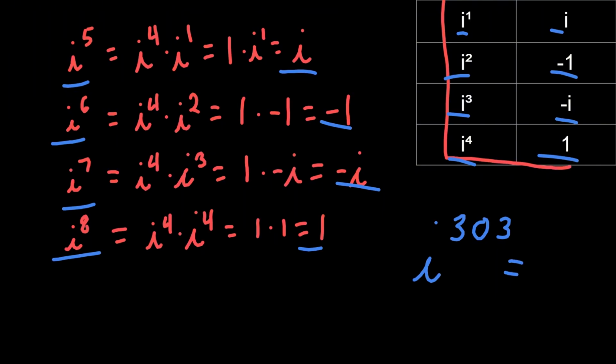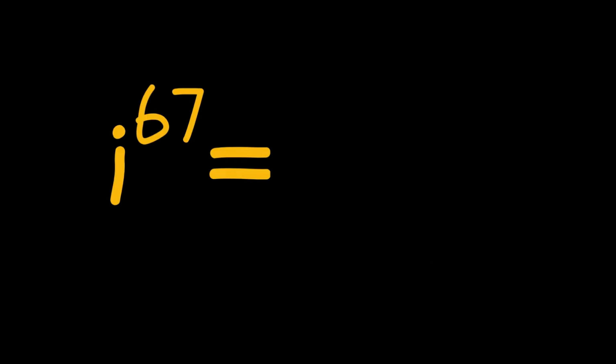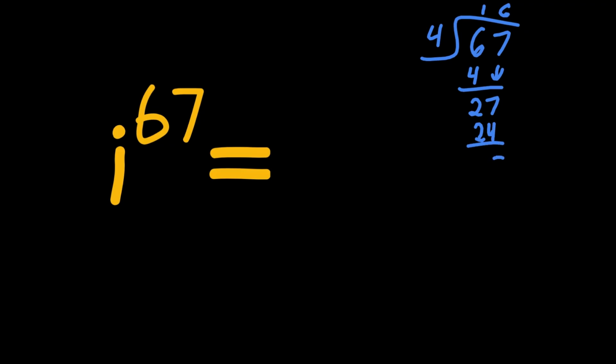is actually equal to. So let's look at our original problem, i to the 67th. We have to take 67 and divide it by 4. Well, 4 can go into 6 one time, and I'm left with 2, then drop our 7 there. 4 goes into 27 six times. 4 times 6 is 24. We're left with 3. Our remainder is 3.